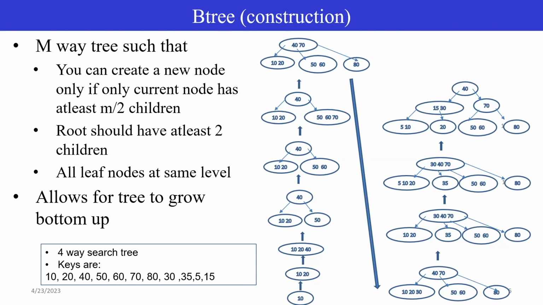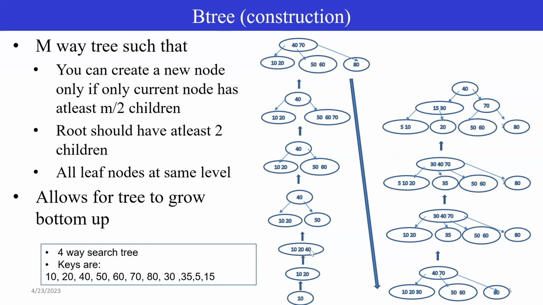Now I got 10. Okay, I'm adding 10. Now I'm putting 20. So this is the root of the tree as of now, right? Because there are no children. It needs to have at least m by 2 children, so it should have at least 2, but because there's only one key, nothing can be done. So 2 keys can be added. It puts 20. Now 40 comes in. Now I'm putting a 40.